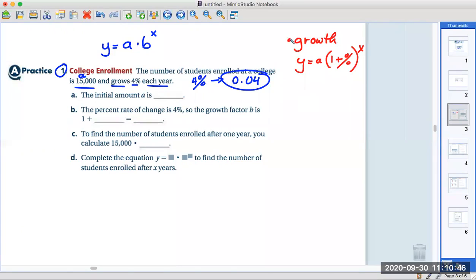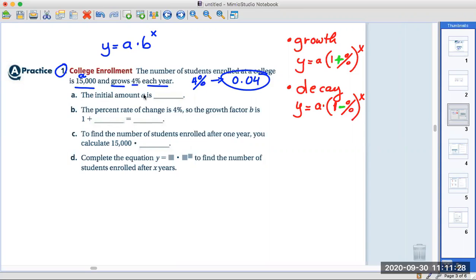For decay, later we're doing decay, you use the formula Y is the initial amount times 1 minus the percent to the power of X, which changes this to a number less than 1, which gets smaller. So these two, the plus and the minus, is the only difference. Growth, you add the percent. Decay, you subtract the percent from 1. It's always the 1 here. And don't forget, the percent has to be a decimal.